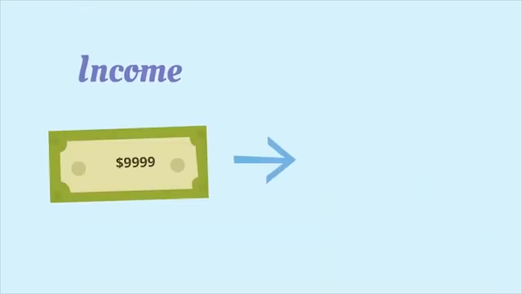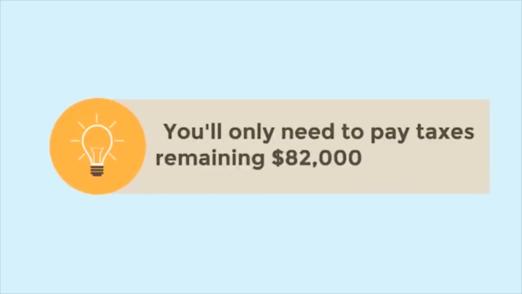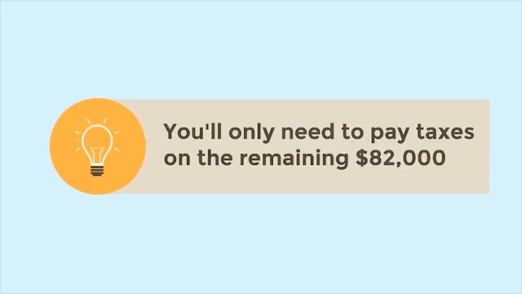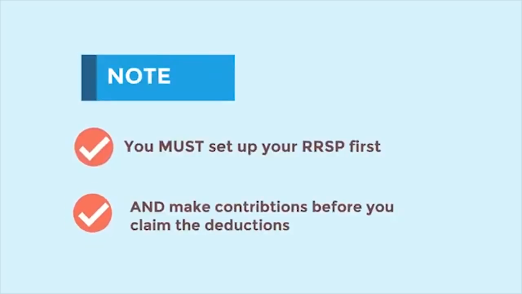As an example, if your income is $100,000 for the year, you can claim an RRSP deduction of up to $18,000. If you do so, you will only need to pay tax on the remaining $82,000. It is important to know that you actually have to set up the RRSP first and make contributions to it in order to claim the deduction.